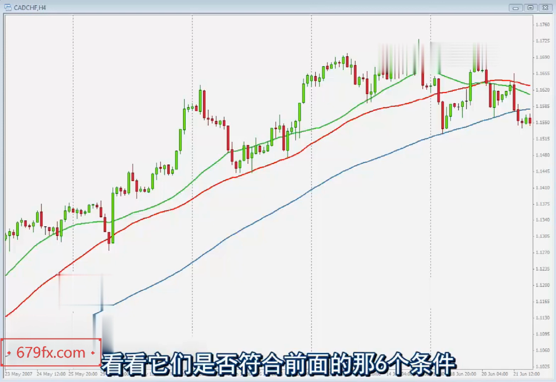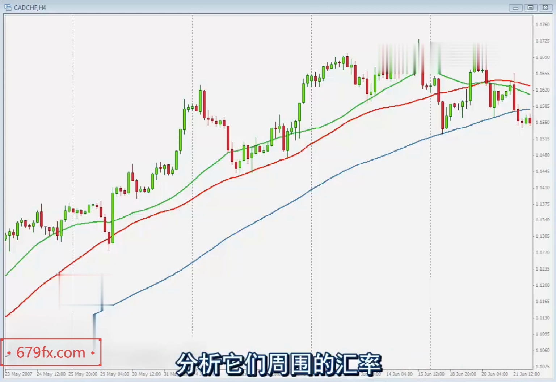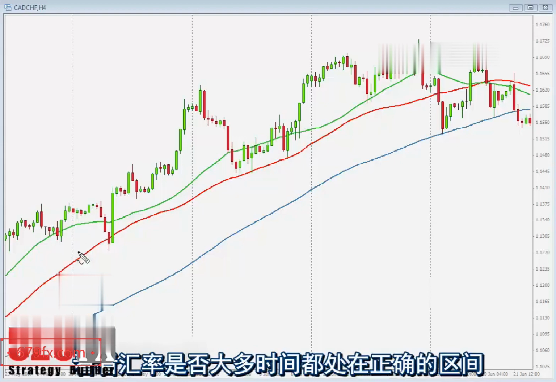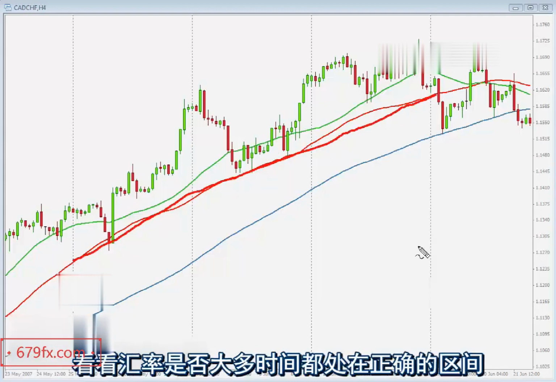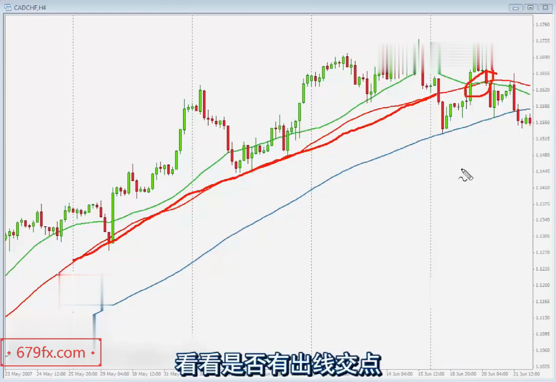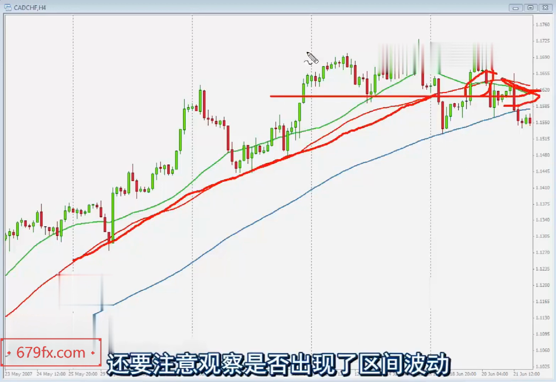You need to read price around those moving averages: whether the dynamic area of support and resistance is holding, whether price is indeed spending most of the time on the right side of the 100, whether we get any crossover, etc., whether we are ranging. That's very important. Are we trending or are we ranging?